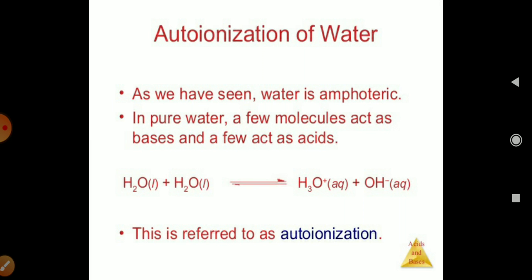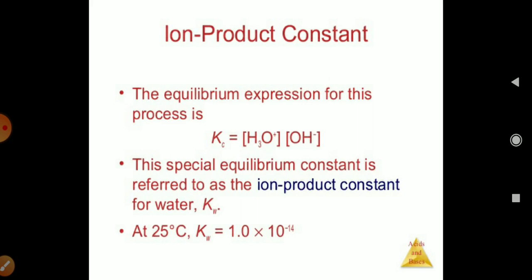Now, what is the auto-ionization of water? As we have seen, water is amphiprotic, and in pure water a few molecules act as a base and a few act as an acid. Like in 2 H2O, it will give H3O plus aqueous plus OH negative. So this process is referred to as auto-ionization because some part plays as a base and some part plays as an acid.